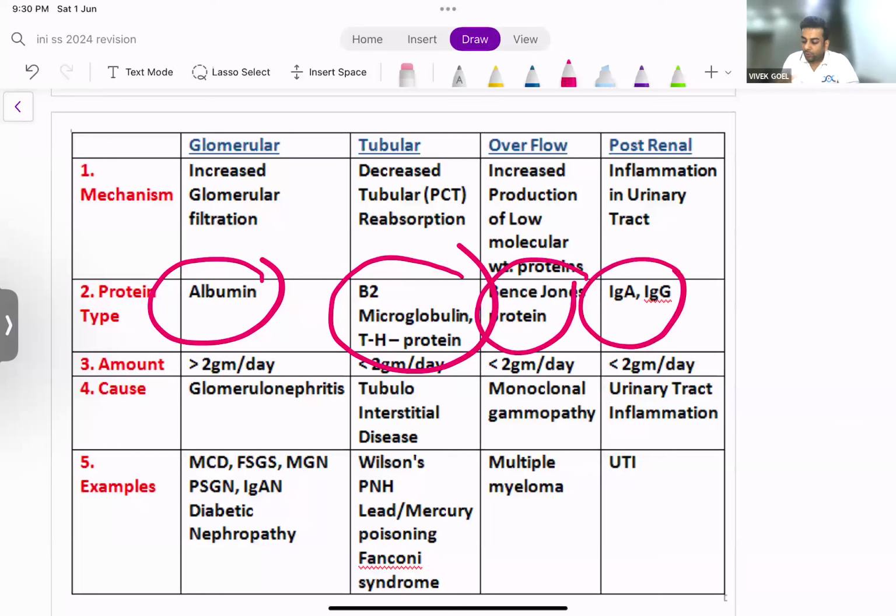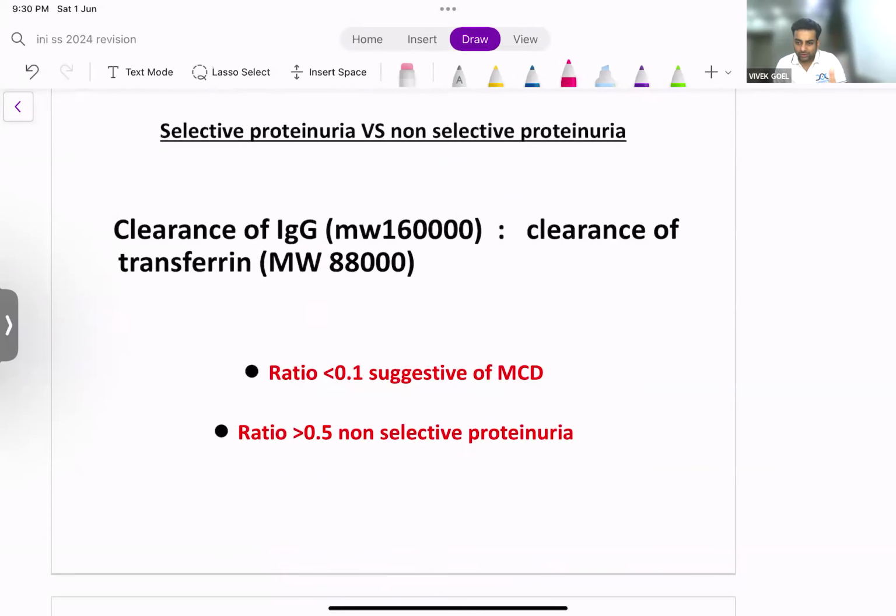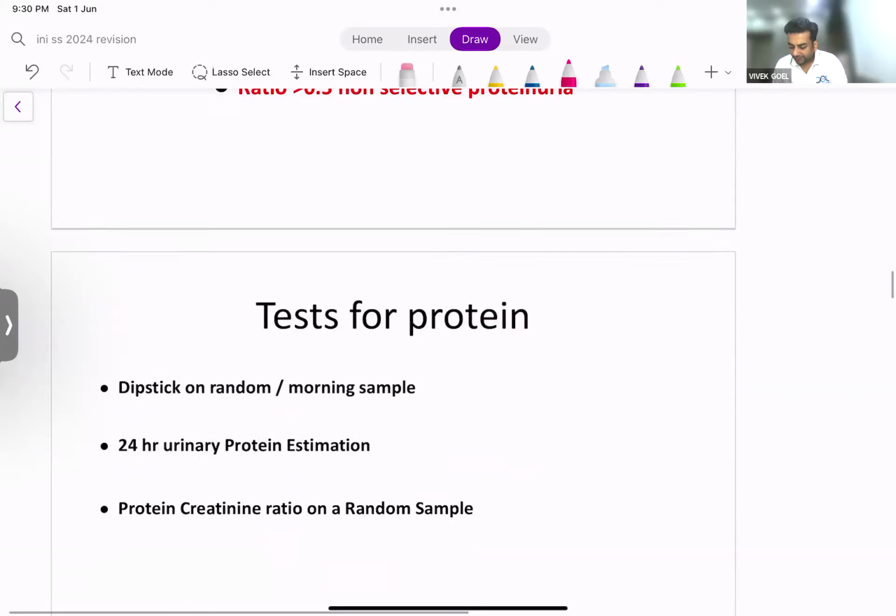But the post-renal proteinuria is due to inflammation in the urinary tract. The example is urinary tract infection or urinary tract inflammation. And this is constituted by IgG or IgA, which is seen in urinary tract infection, very, very common. So these are basically the types of proteinuria according to the pathomechanisms. This is not that important, more of a theoretical thing.